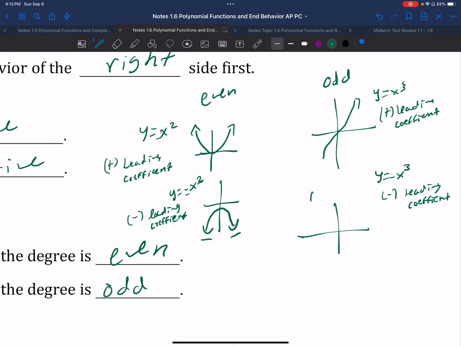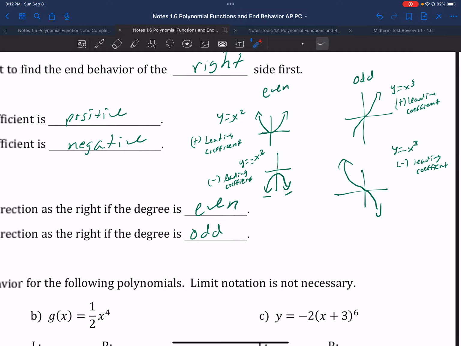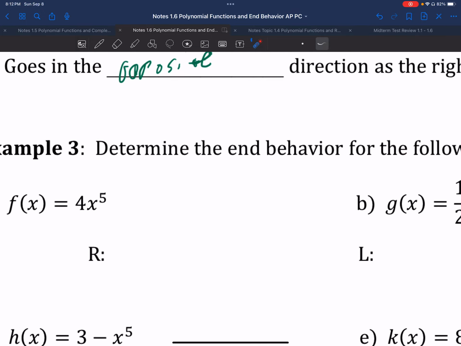If I look at the other one, y equals negative x cubed, again, odd degree function with a negative leading coefficient, it will look the opposite. So the limit as x approaches negative infinity will be positive infinity, and the limit as x approaches infinity is going to be negative infinity. This is kind of all that you need to know in order to be able to figure it out. I am going to go over some examples with you to make sure that it makes sense.